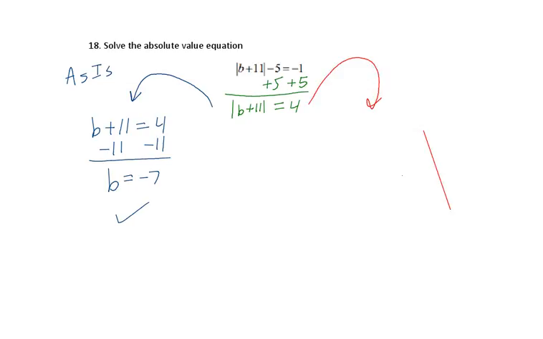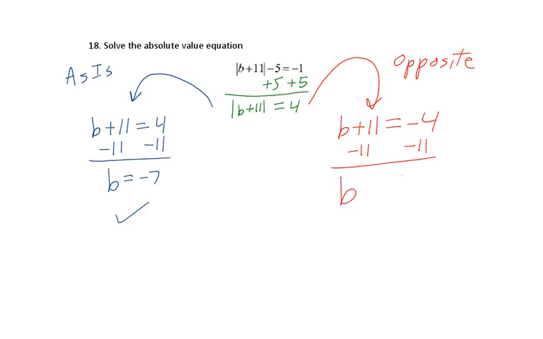All right, the next side is something I call opposite. And let me explain what I mean by that. Here's what I mean by opposite. Keep b plus 11. b plus 11 stays the same. But instead of positive 4, it equals negative 4. Solve that instead. So subtract 11. So b equals negative 15. And those are your answers.